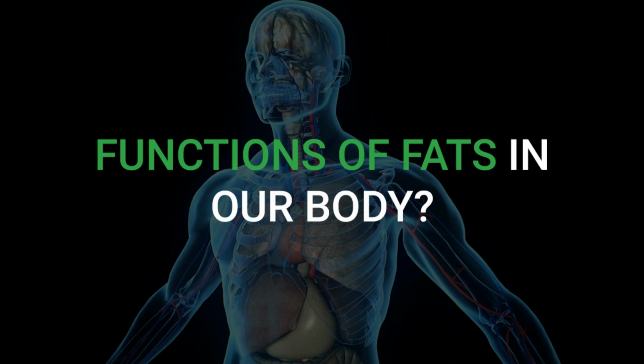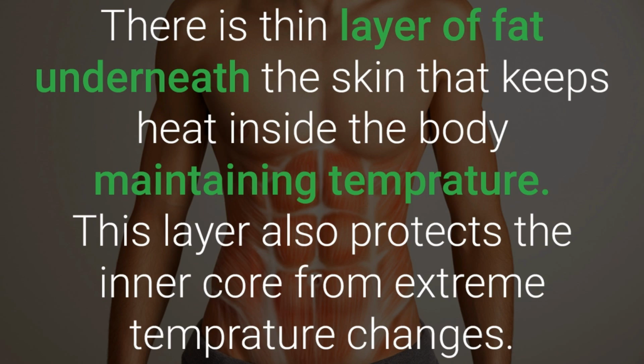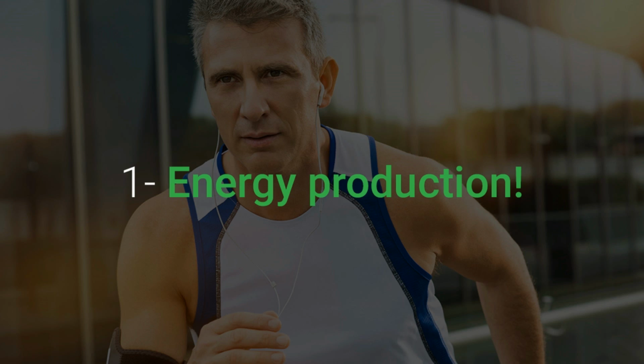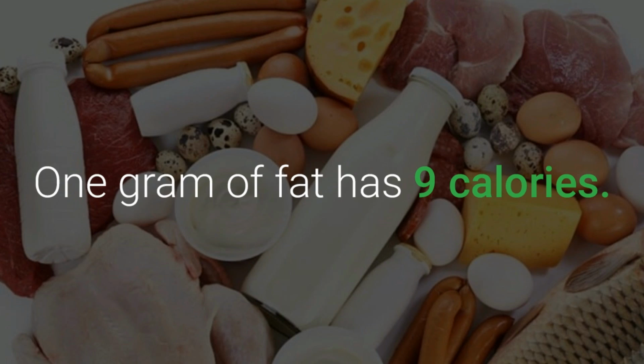Functions of fats in our body. Insulation: there is a thin layer of fat underneath the skin that keeps heat inside the body, maintaining temperature. This layer also protects the inner core from extreme temperature changes. 1. Energy production. Fats can be used as a source of backup energy when carbohydrates are not available. 1 gram of fat has 9 calories.